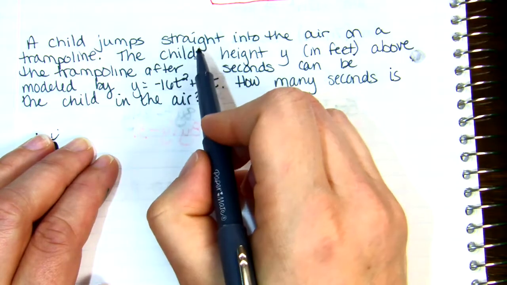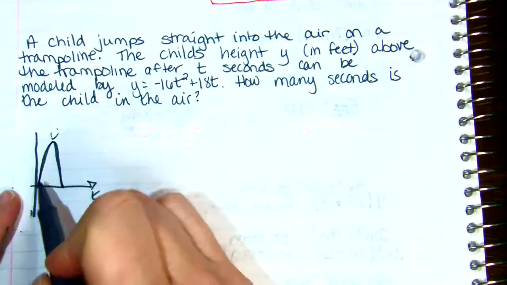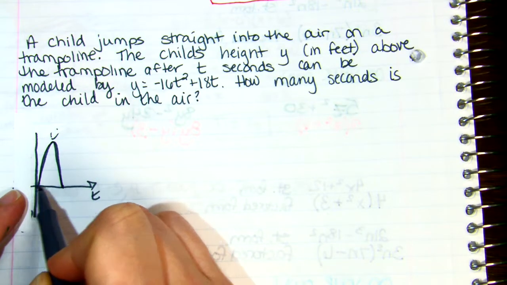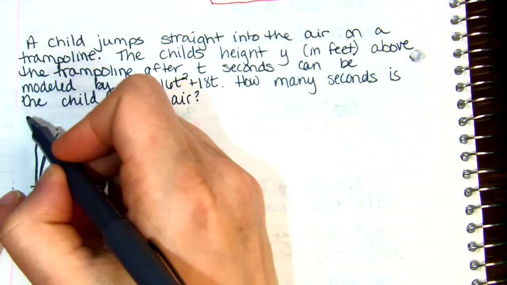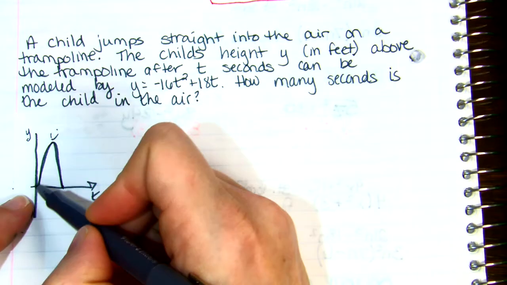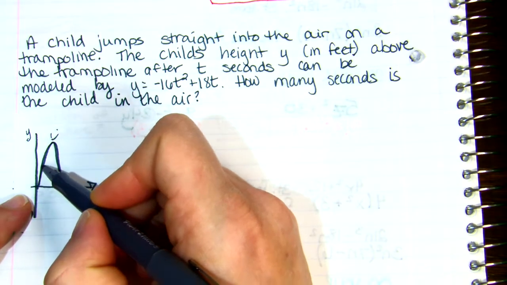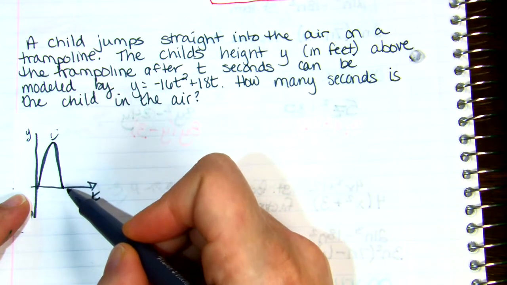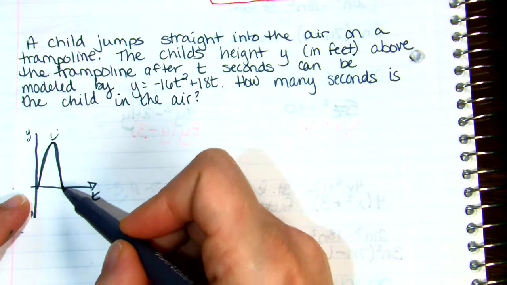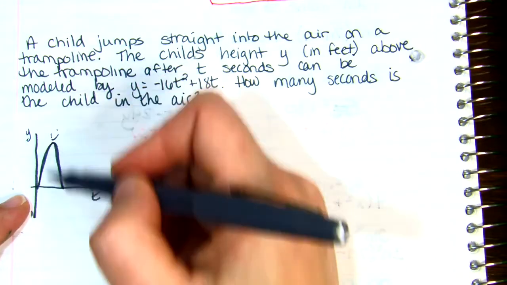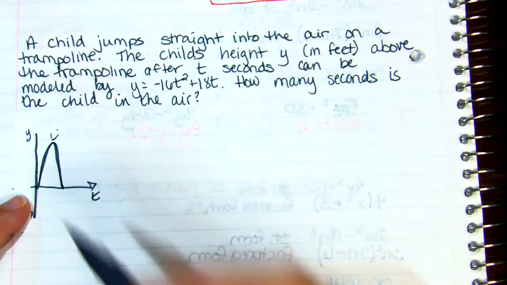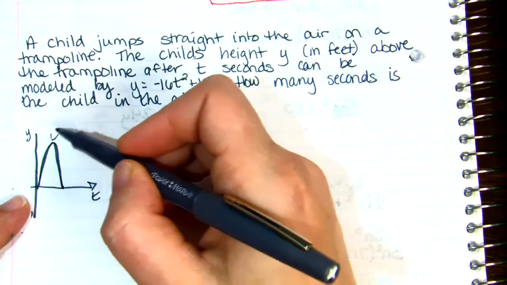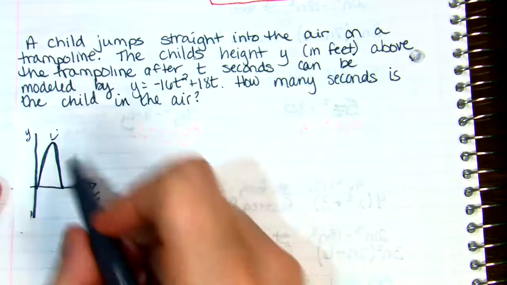So this does say that the kid's jumping straight into the air. But if you think about what happens as time passes, so this is like when time equals 0 and time is moving on. If y is their height, as time goes on, the kid's getting higher and higher. It hits the peak, and then the kid comes back down and lands back on the trampoline. So even though the kid's jumping straight up and down, if you think in your head about what's going on, over time, it's going to make this arc.